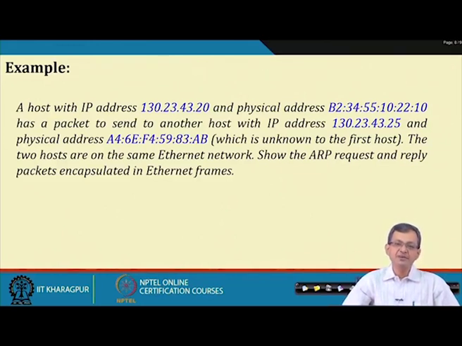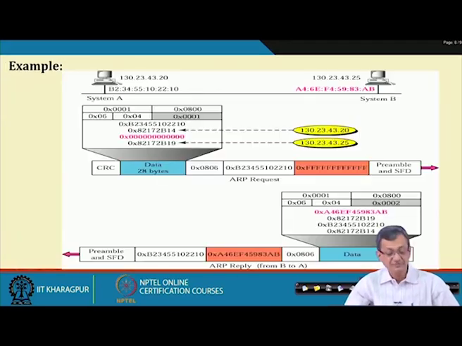The physical address at the beginning, while the initial source system is sending to the destination, is not known. The two hosts are on the same Ethernet network, so that means it does not require the router. This shows the ARP; we want to look at the ARP request and response.